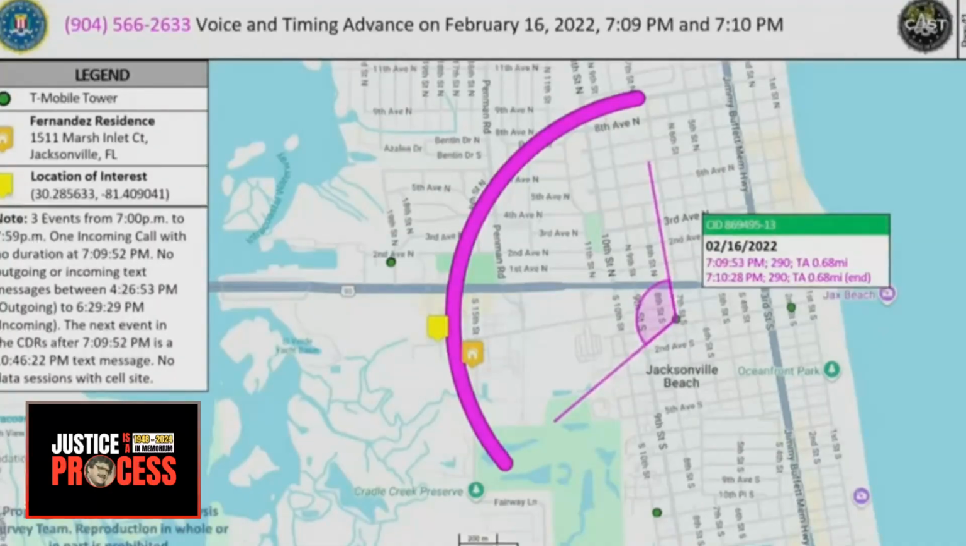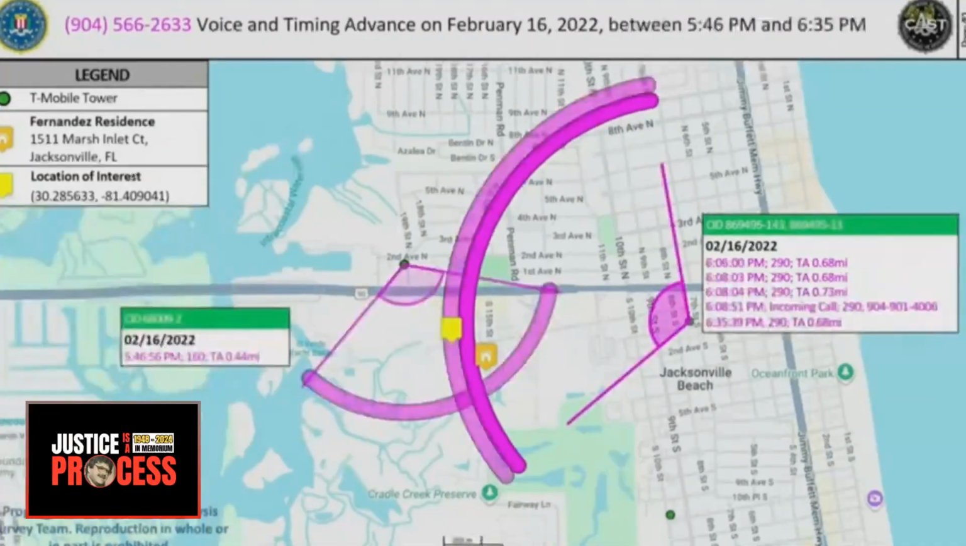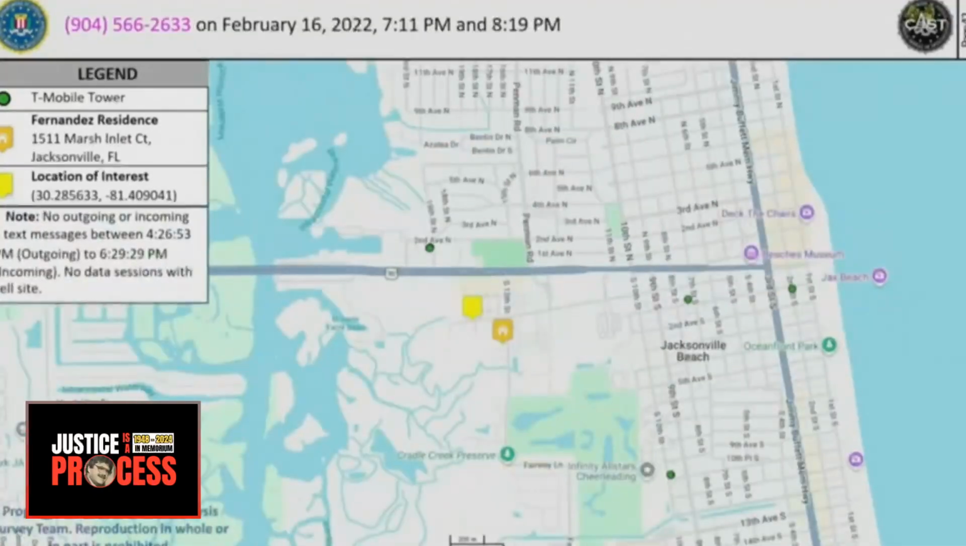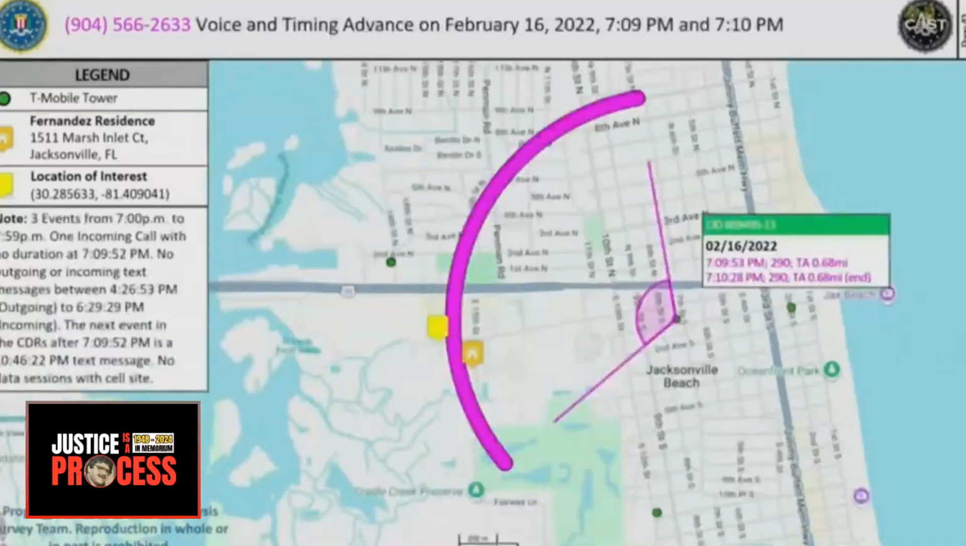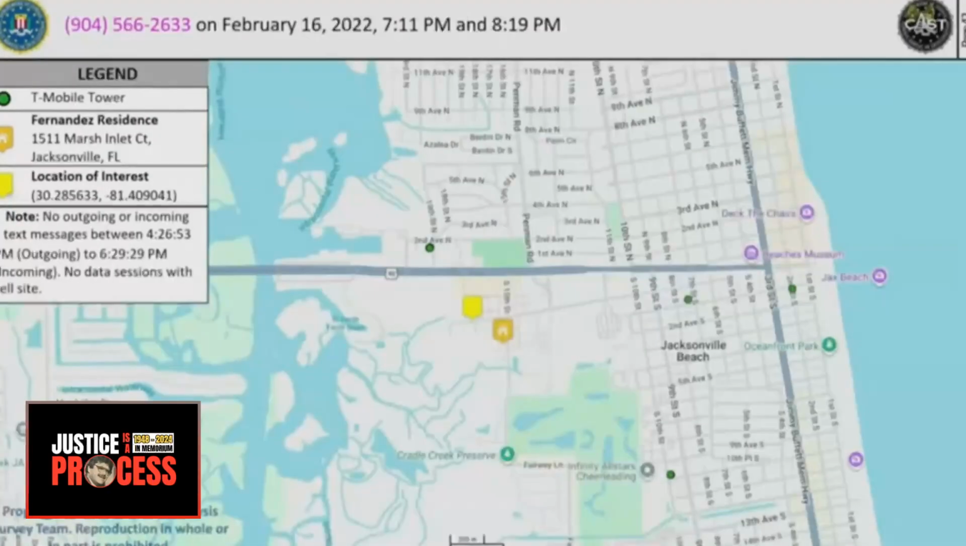So this slide here, the only activity for this phone from 6:35 p.m., and then I'll get to the next slide, through 8:19 p.m., are these two timing advanced measurements at 7:09 and 7:10. Yes, ma'am. And there's no incoming or outgoing text messages for this time frame or incoming or outgoing phone calls past 7:10 p.m.? No, not till the text message at 10:46. Going to the next slide, we have from 7:11 p.m. to 8:19 p.m., we have no timing advanced records for this cell phone. Is that accurate? Correct.